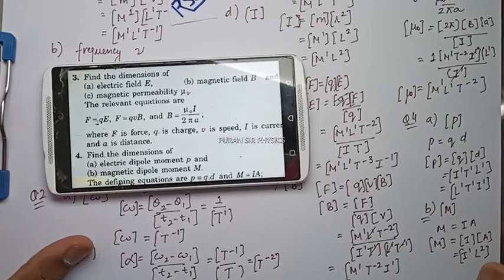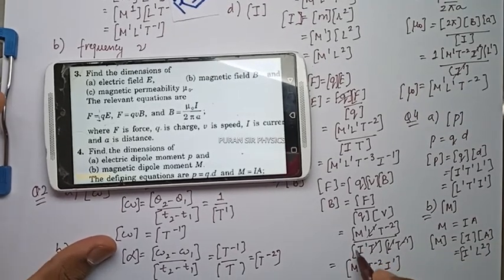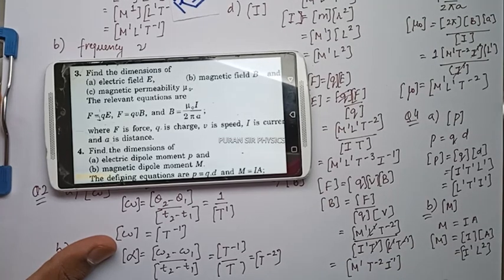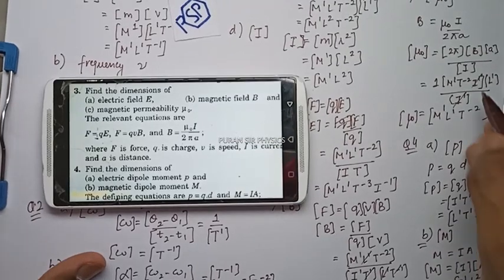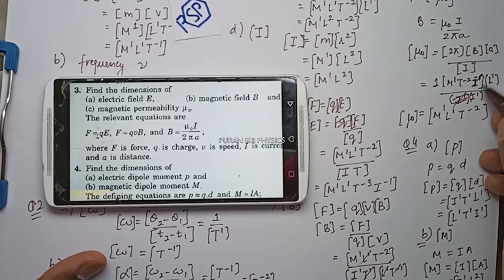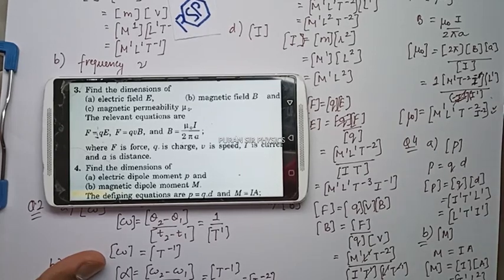In question 3, there is a correction. Here the I is in the denominator, so here we have I raised to power minus 1, and here is I raised to power 1, so we will get I raised to power minus 2. Okay, so there is a minor correction.